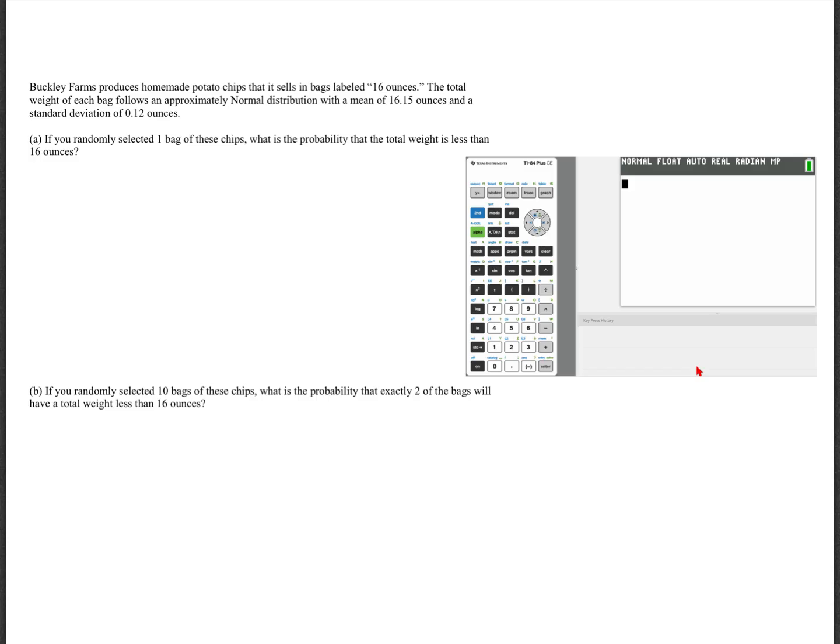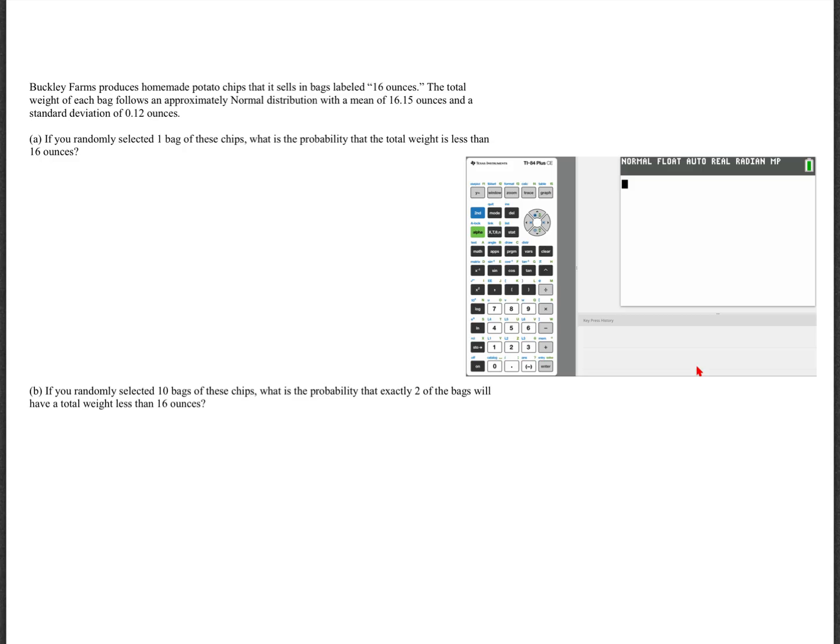Okay, so the FRQ at the end, they say Buckley Farms produces homemade potato chips that it sells in a bag labeled 16 ounces. Total weight of each bag follows an approximately normal distribution with a mean of 16.15 ounces and a standard deviation of 0.12 ounces. If you randomly selected one bag of these chips, what's the probability that the total weight is less than 16 ounces?